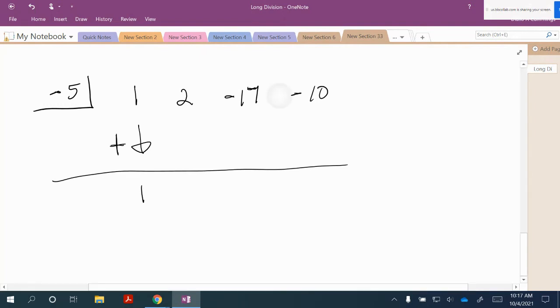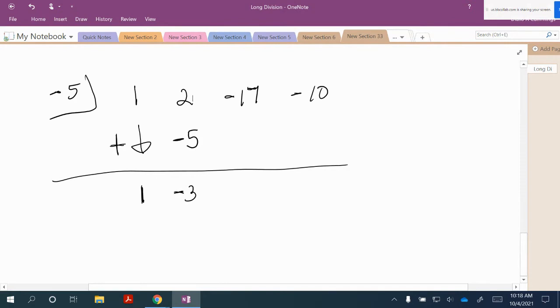From this point, I'm going to multiply the 1 down here and -5. So 1 times -5 is -5, so I'm going to write that here as -5. Notice I'm multiplying -5 times 1, and I'm putting that result here. Now I'm going to add. What's 2 plus a -5? Well, 2 plus a -5 is -3. Notice I am not subtracting; I'm adding the 2 and -5.